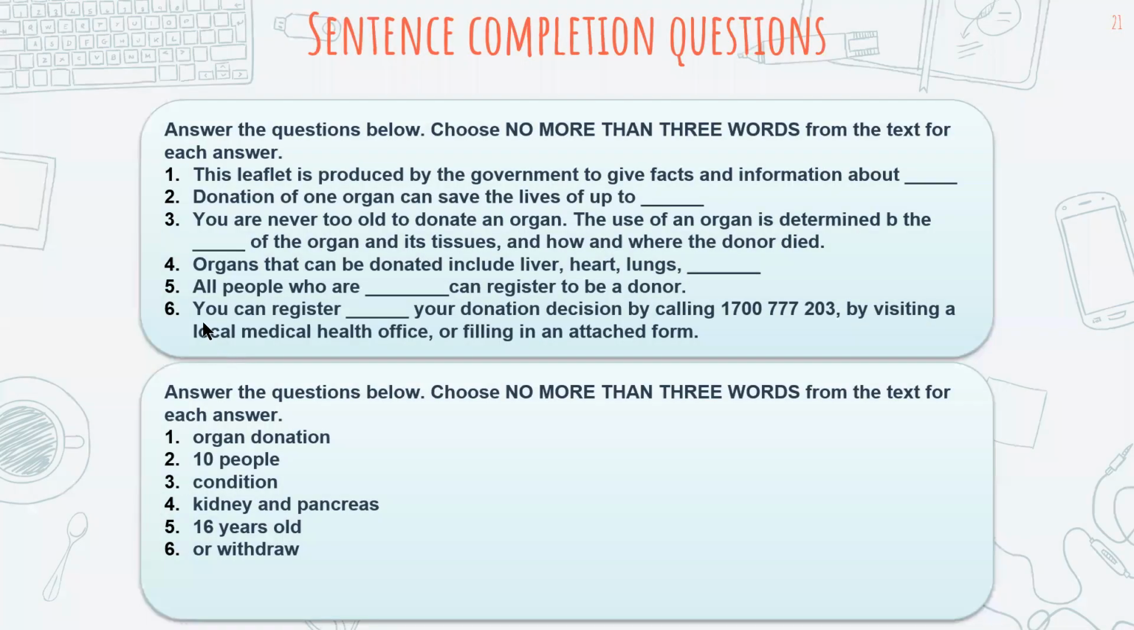Let's take a look at the last one. You can register something, your donation decision, by calling this number, by visiting a local medical health office, or filling in an attached form. Okay, so you can register something. There are missing words here. So let's find the keywords: donation decision, and actually these three are keywords. These three options: calling this number, visiting a local medical health office, or filling in an attached form. These are your keywords.